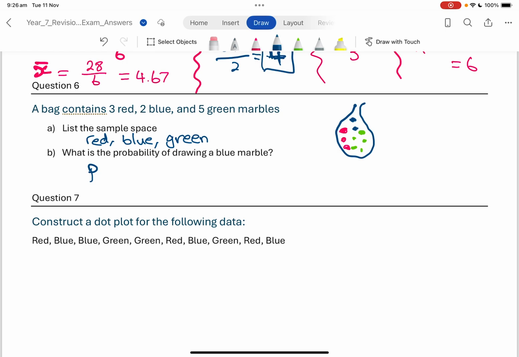Probability of drawing a blue marble. Well, that is the probability of the number of blue marbles, so 2, out of how many total marbles there are. So 1, 2, 3, 4, 5, 6, 7, 8, 9, 10. 2 out of 10, which would simplify to 1 out of 5. Okay. And this particular question doesn't say, but for probability, we could give our answer as a fraction, decimal, or percentage, right? So you would have been just as valid if you had said 20% or 0.2.